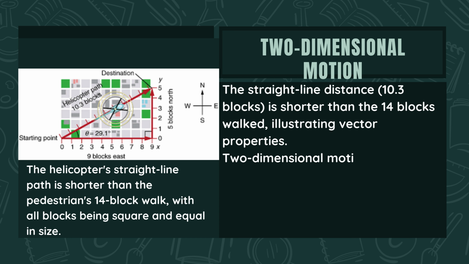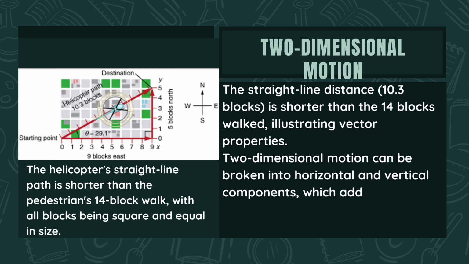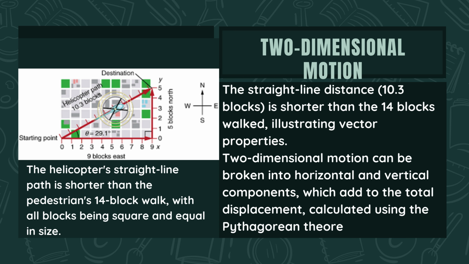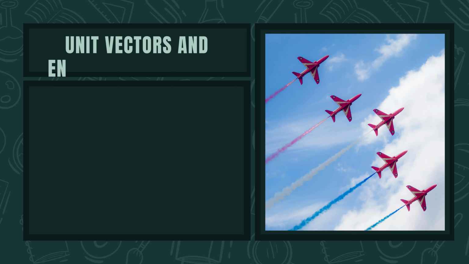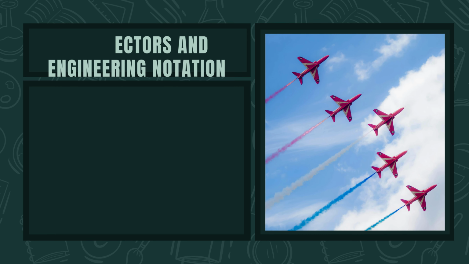In two-dimensional motion, we can break the movement into horizontal and vertical components. These components combine to give the total displacement, which is calculated using the Pythagorean theorem, especially when dealing with perpendicular vectors. Next, let's move on to an important concept in vector analysis: unit vectors and vector operations. First, let's explore unit vectors and engineering notation.